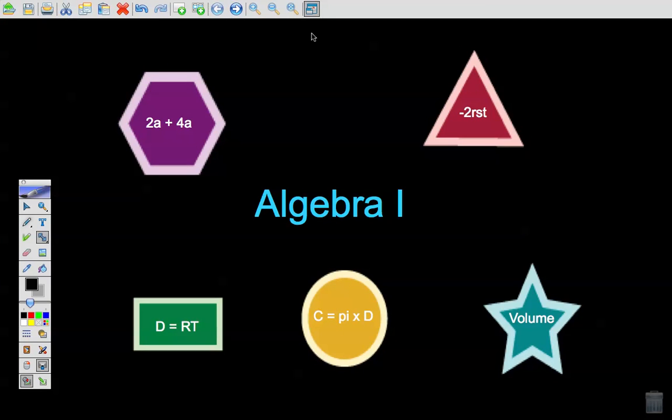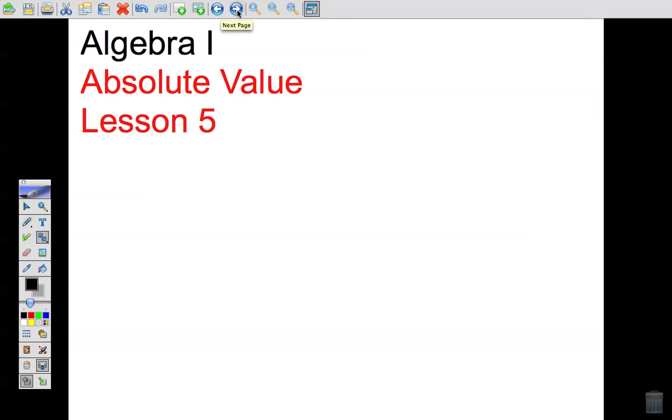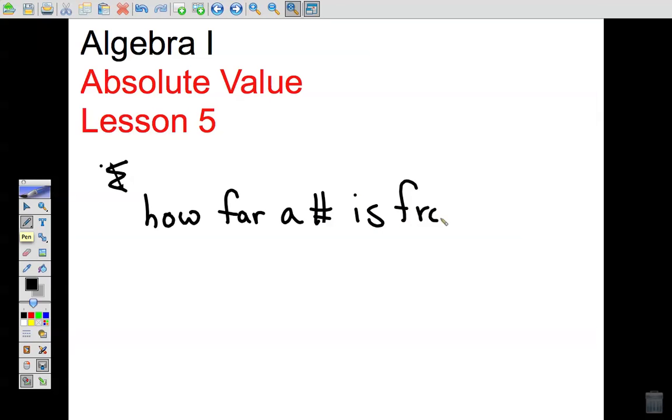Right, the next topic here with Algebra 1, as we continue getting more advanced, is what's called absolute value. Now, what does it mean by absolute value? Absolute value simply means how far a number is from 0.